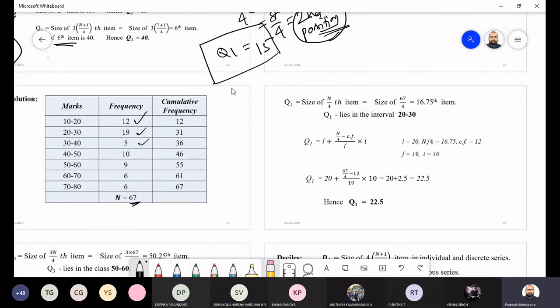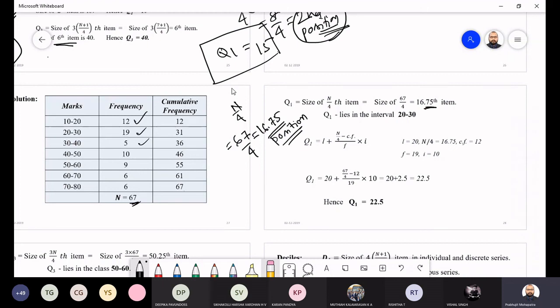So what is the Q1? Q1 is 1/4 of n, as this is continuous type. So you have to take n by 4. Your n value is 67, so 67 by 4. What you will get? You will get 16.75. 16.75 is a position. It is not a data. I am repeating, 16.75 is just a position.